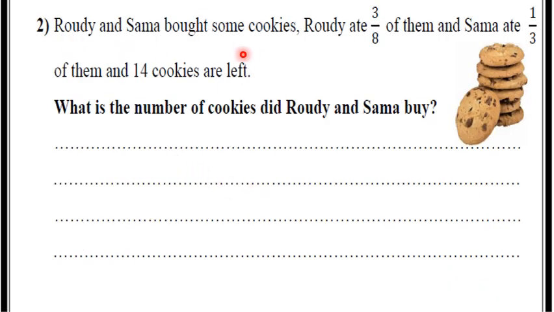Rudy and Sama bought some cookies. Rudy ate 3 over 8 of them and Sama ate 1 over 3 of them. And 14 cookies are left. What is the number of cookies Rudy and Sama bought?